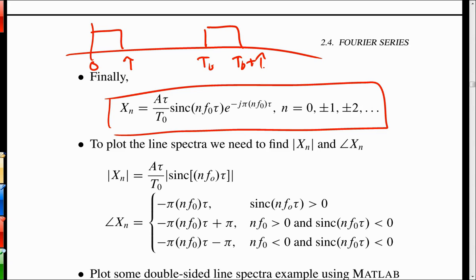If all I wanted to do, though, is look at the magnitude line spectrum, notice what goes away. That e to the j term is gone because it's a complex sinusoid, or complex exponential, so its magnitude is 1.